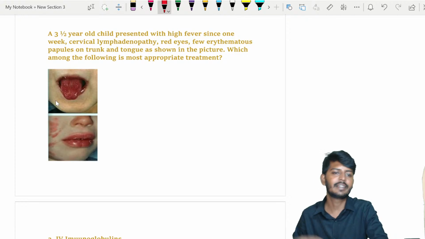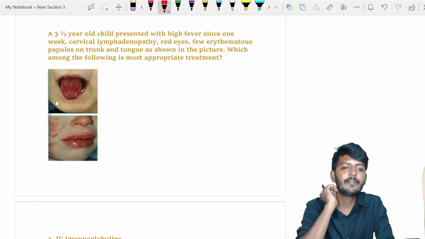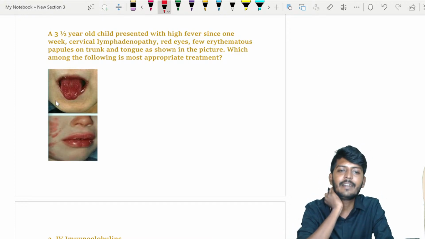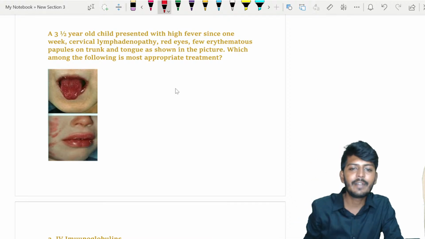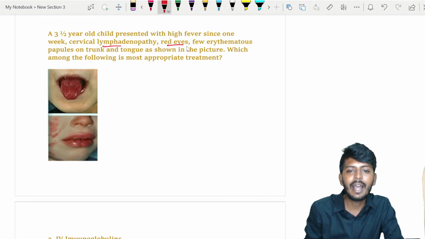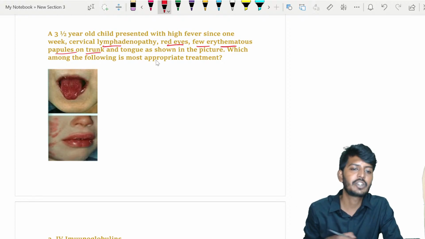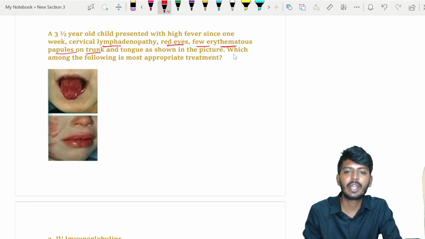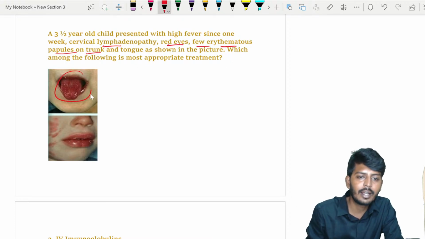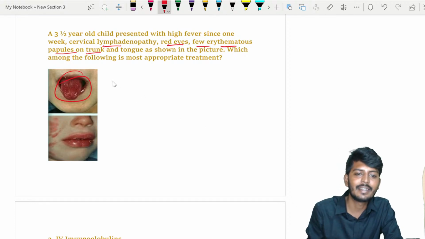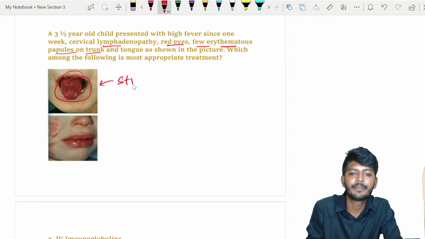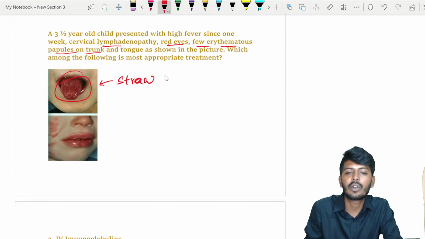All right, let's go to the next disease. A 3.5-year-old child presented with a high-grade fever since 1 week. There is cervical lymphadenopathy, red eyes, a few erythematous papules on the trunk, and the tongue is as shown in the picture. Which among the following is appropriate? Let's look at the tongue. What is happening? Yes, this is appearing like a strawberry tongue.